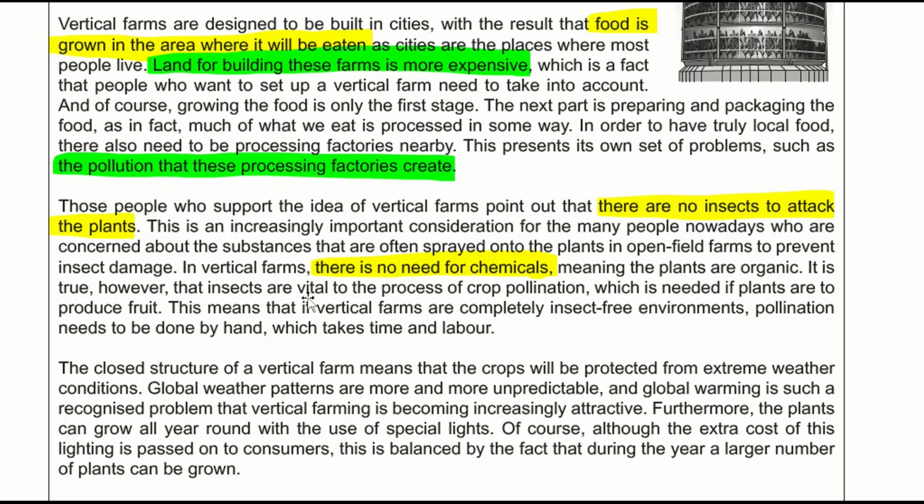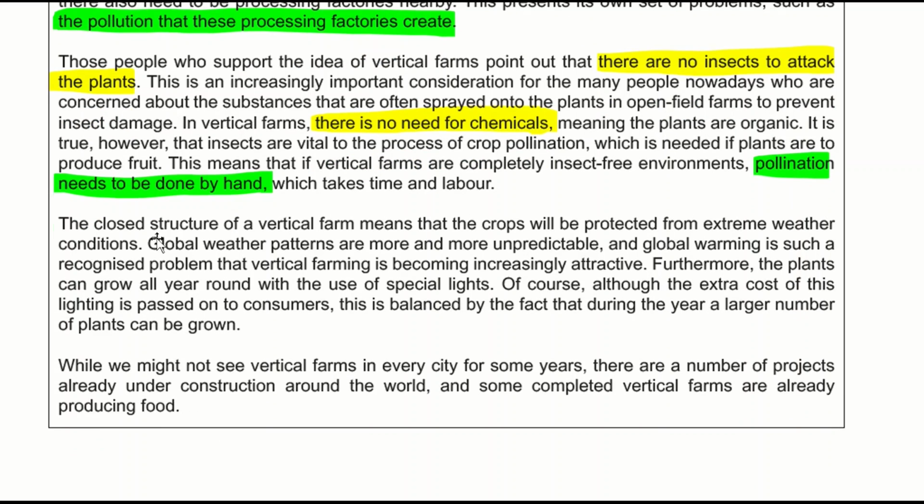It is true, however, that insects are vital to the process of crop pollination, which is needed if plants are to produce food. This means that if vertical farms are completely insect-free environments, pollination needs to be done by hand, which takes time and labor. So if we think about businesses, the more time you spend and the more labor you need, which means the more manpower and people working, these are usually considered disadvantages. I'm going to highlight this. Pollination needs to be done by hand, in green as a disadvantage, because it takes time and labor. If I wanted to, I could highlight the whole thing, but I don't think I need that last part there.